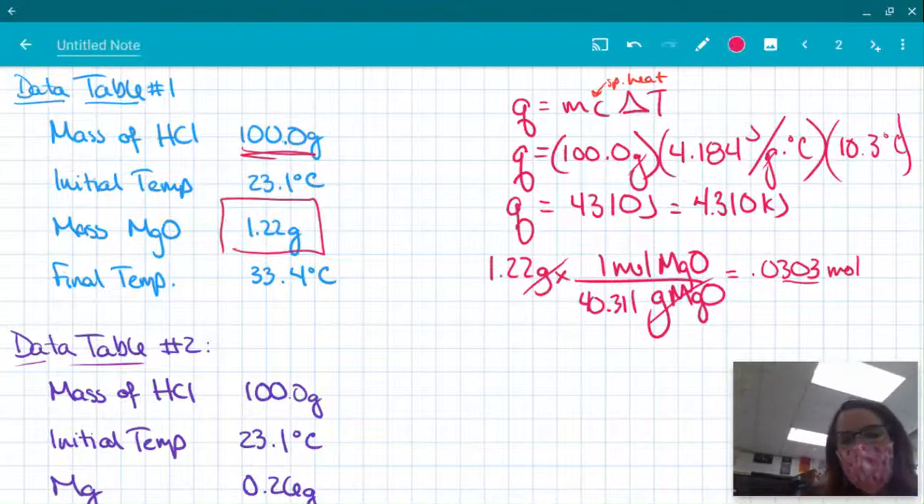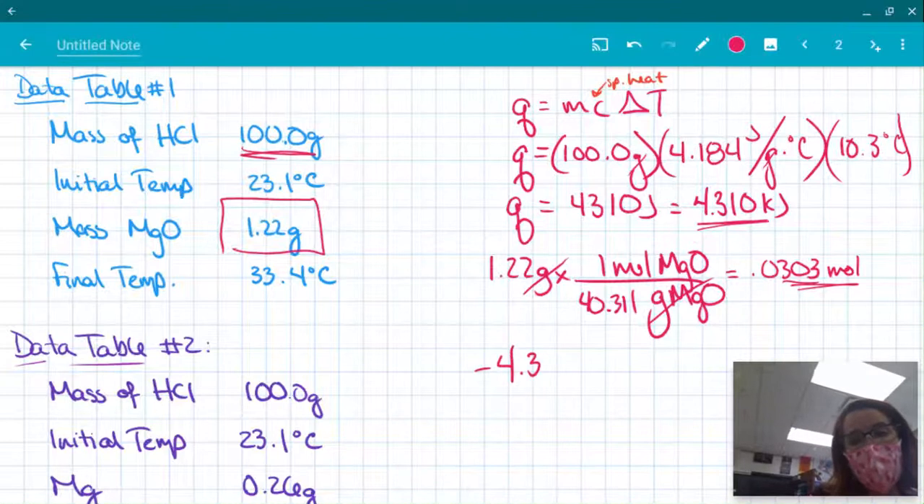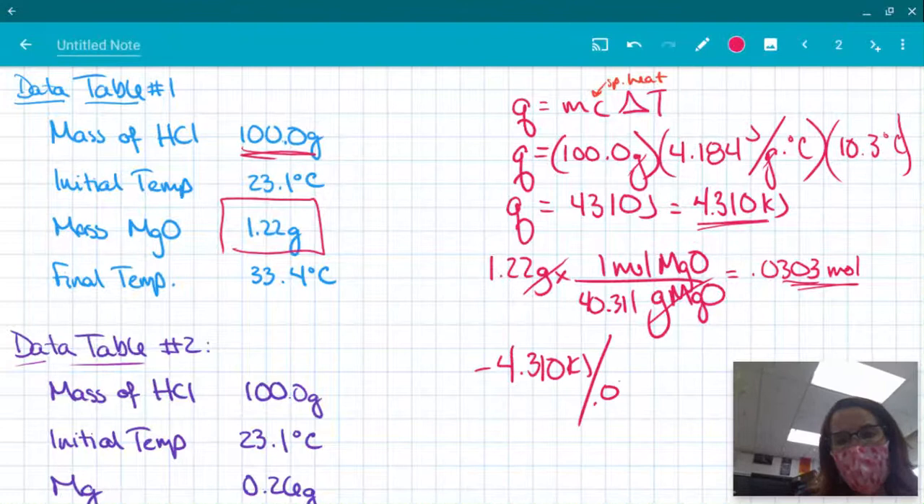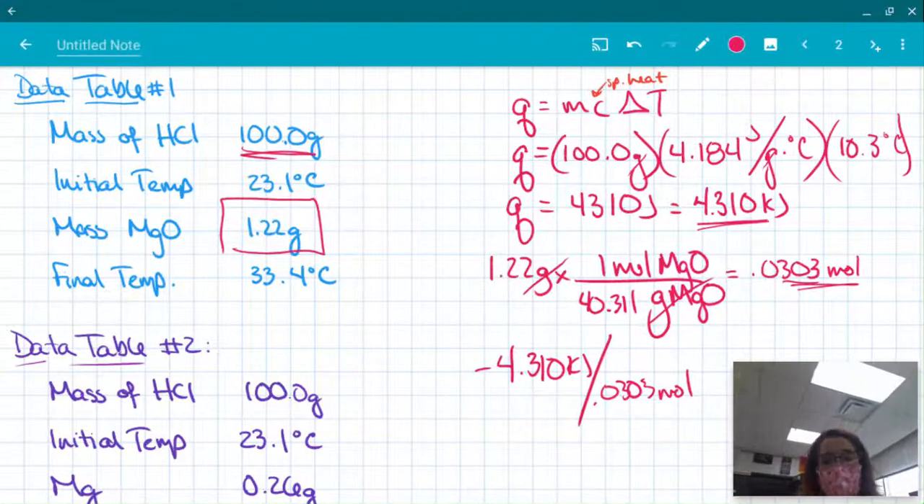So now I've got kilojoules right here, and I've got moles right here, so we're going to combine them. So I'm going to make the kilojoules negative, remember, so negative 4.31 kilojoules for every 0.0303 moles were given off by that reaction. So now go ahead and enter that into your calculator and make sure that you give it a minus sign. I'll try not to talk too loud because I know you're doing different math than I am.